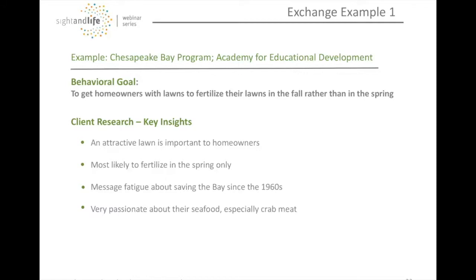Using these insights, the NGO identified an exchange for residents to stop fertilizing in the spring and fertilize in the fall. If you consider the insights you see on the slide, what do you think this exchange was?